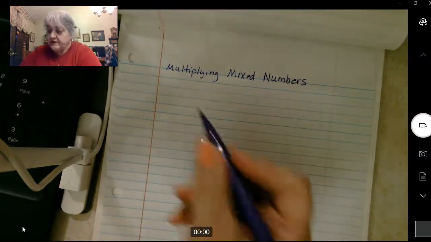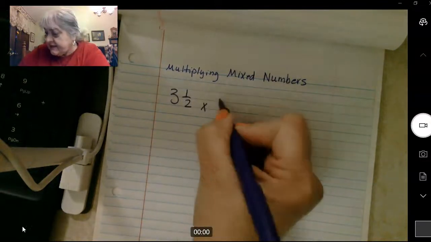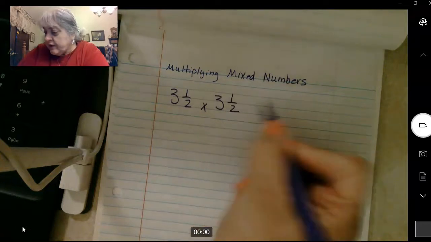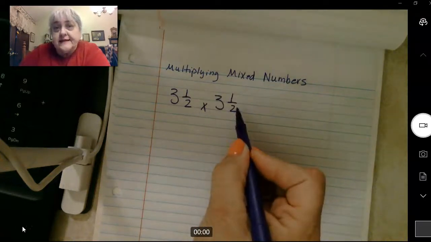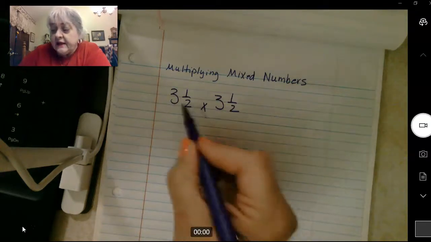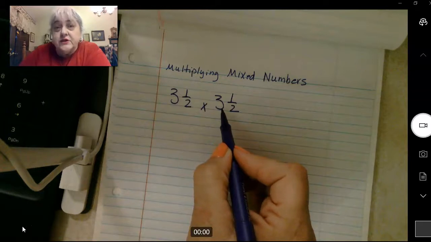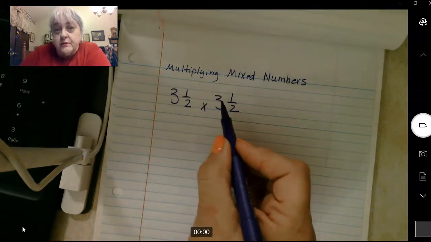Okay, now the first thing I'm going to do is a sample one for you. And we're going to be multiplying 3 1/2 times 3 1/2. Both of those are mixed numbers, and they're mixed because they have a whole number and a fraction. Now the first thing that we have to do before we can solve this problem is we have to turn the mixed number into an improper fraction.